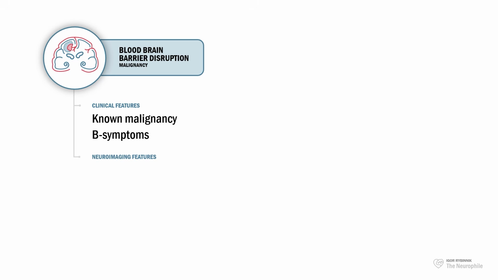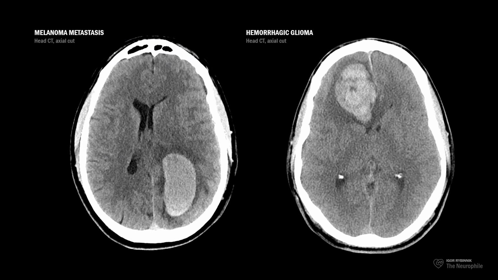Can neuroimaging help us with the diagnosis? Here are two non-contrast head CTs from patients presenting with intracerebral hemorrhage. On the left, we have a left occipital hemorrhagic metastasis in a patient with melanoma. On the right is a patient with right frontal high-grade glioma, a primary CNS tumor. But you wouldn't be able to diagnose that from the CT alone.